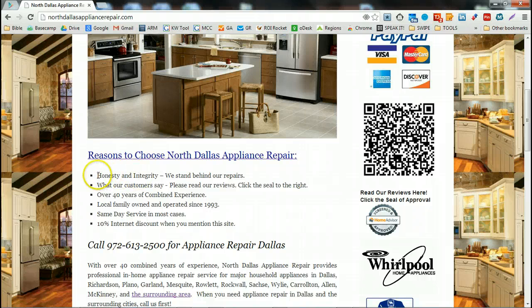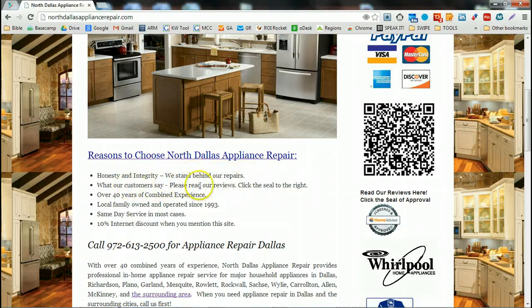Okay. So instead of saying honesty and integrity, we stand behind our repairs. If you really stand behind your repairs, you should be willing to put some sort of guarantee behind it. Right here, instead of focusing on "we stand behind our repairs," which is a little bit vague, I would say be bold. If you really stand behind your repairs, put a guarantee on it. Put a warranty right there. Make it about them and not you again, okay?